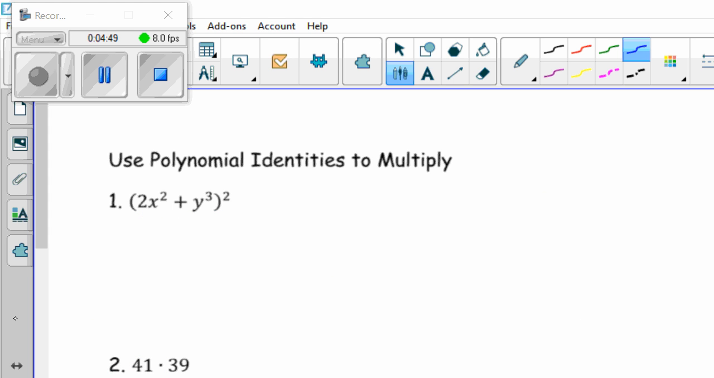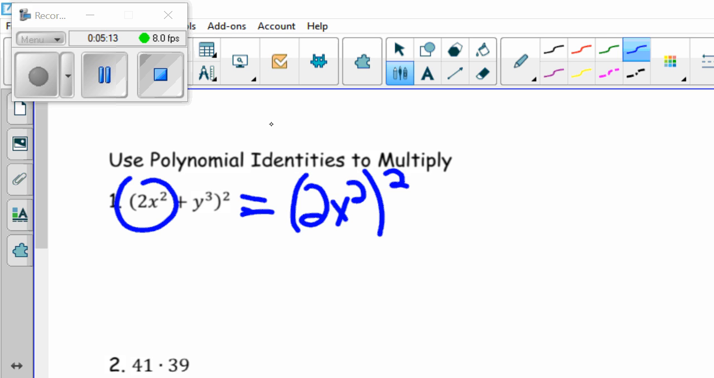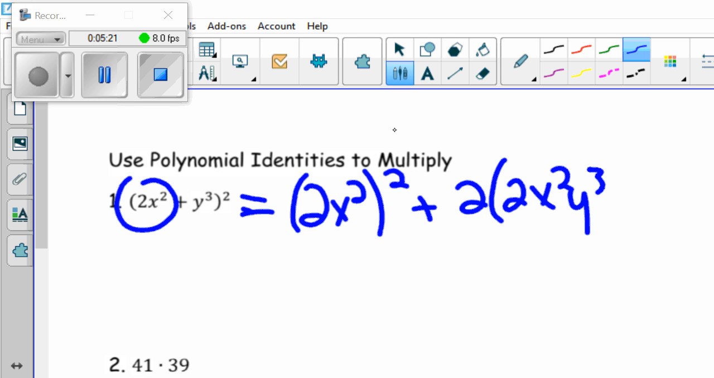All right, let's go to the back. It says use polynomial identities to multiply. Okay, so 2x squared plus y cubed, all of that quantity squared. Instead of writing that out twice and FOILing, we're going to use the shortcut. We've been using the shortcut. I've taught you the shortcut earlier. So the shortcut says I take the very first term and I square it. So 2x squared, squared. Plus, I multiply the two terms together and then double it. 2 times 2x squared times y cubed, plus the last term squared, so y cubed squared.